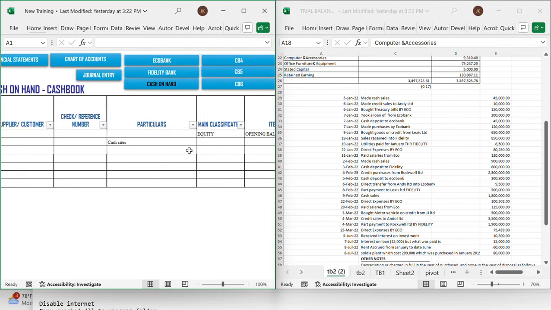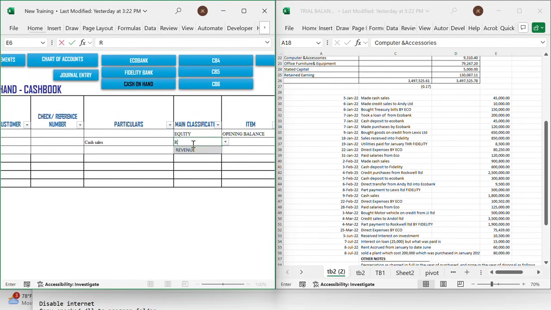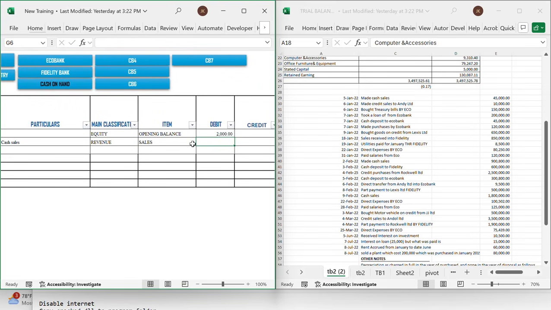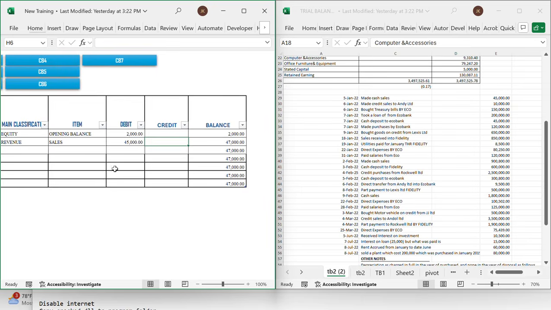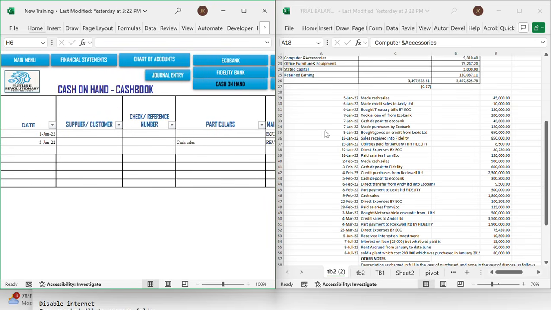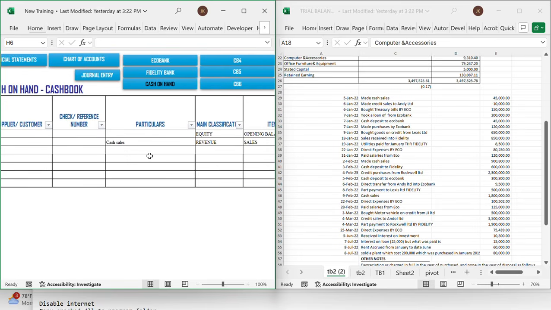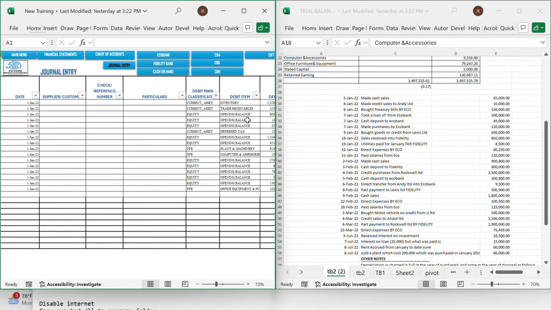Cash on hand. So cash sales, and the main classification is going to be revenue, and the item is going to be sales, and we are receiving cash, so it is going to be a debit balance 45,000. The next one is a credit sales to Andy Limited. So where are we going to make the entries? Correct, you guessed it right. This is a non-cash transaction, so it will go into the journal. And the double entry principle is that we are going to debit our debtors account and then we credit sales. So let's get on it.